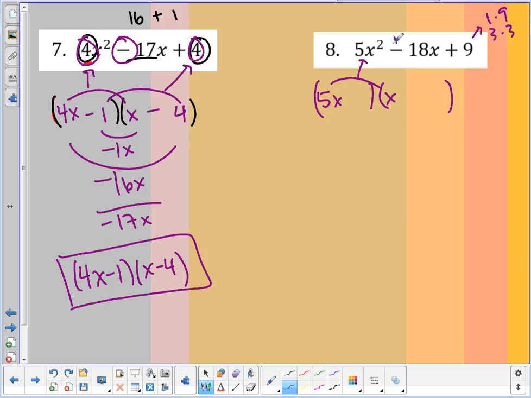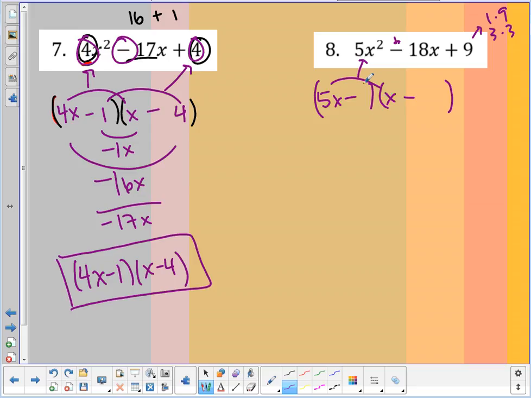I know that I want a positive product and a negative sum, so I know these are both going to be negative. Now, let's see if I want to use the 1 and the 9 or the 3 and the 3. I want to get to 18. So if I have 1 and 9, 5 times 9 is 45. That's going to be way too big. If I have the 9 in the middle and the 1 on the outside, that's a 5 and a 9. That gets me to 14, but that's not quite enough.